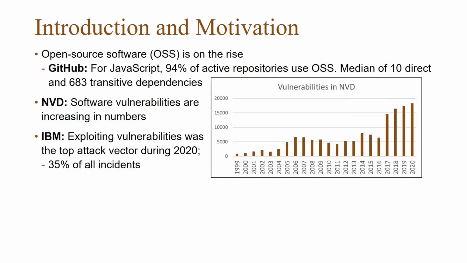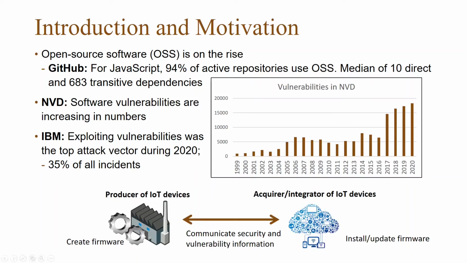The National Vulnerability Database, NVD, collects information about vulnerabilities. Looking at the graph, we see that from 2017 to 2020, we've seen an increased number of reported vulnerabilities. In another report from IBM, they state that exploiting vulnerabilities was the top attack vector during 2020, which amounted for 35% of all the incidents that they found.